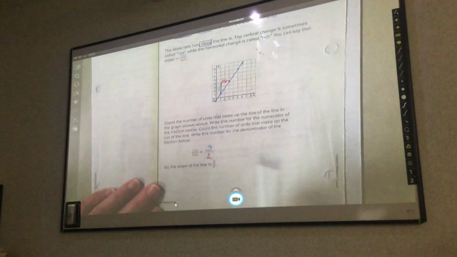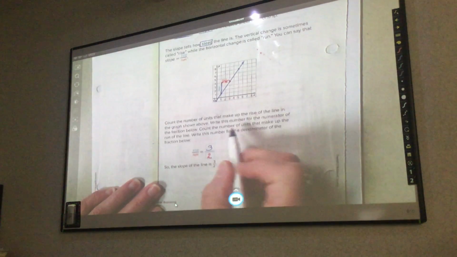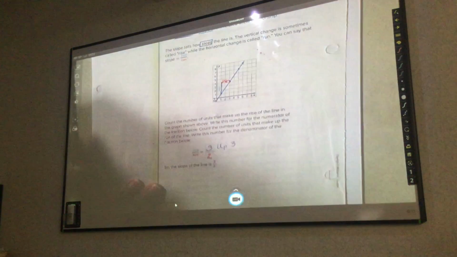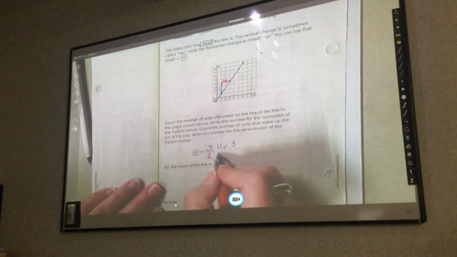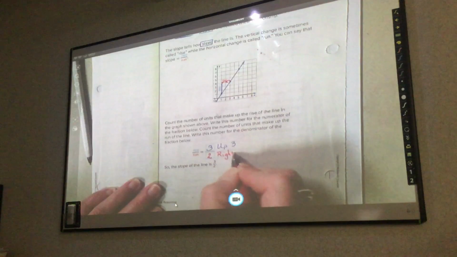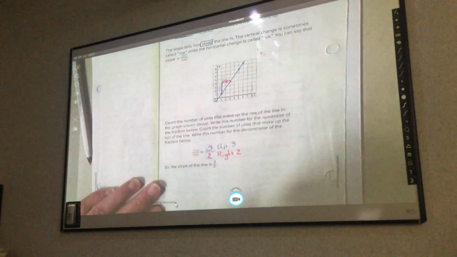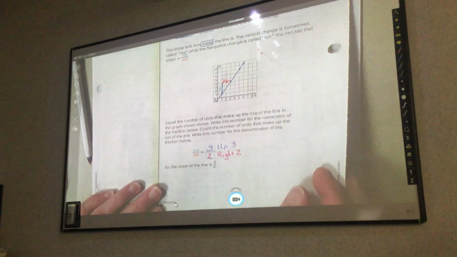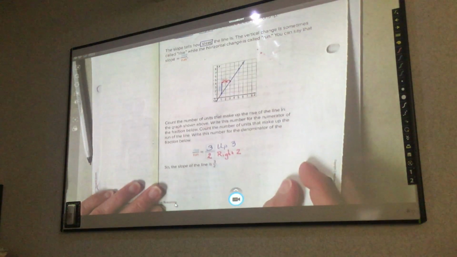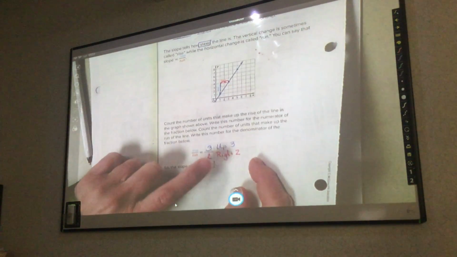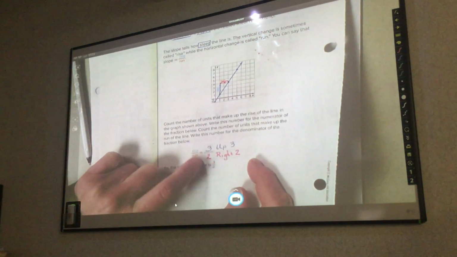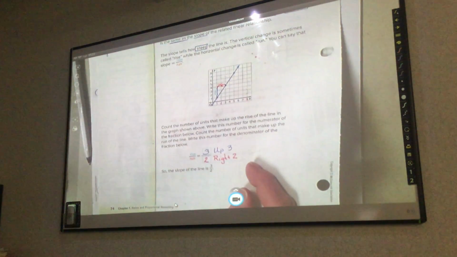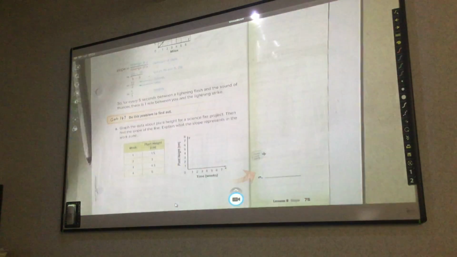That 3 means it goes what? Up 3. So we're going to write up 3, and the 2 means it goes right 2. And if it's slope, do I keep a denominator, like if it was a 1? Yes, for slope you have to have a rise and a run. You have to have a numerator and a denominator.